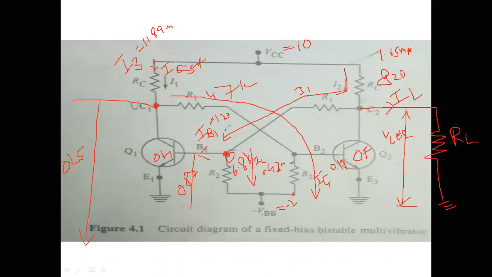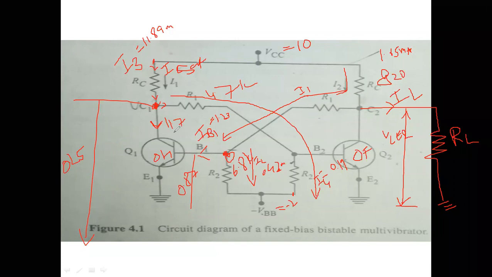In order to find this IC1 current, at this point this is I3, and in this direction we get I4. Therefore I3 minus I4 is IC, which may be 11.7.